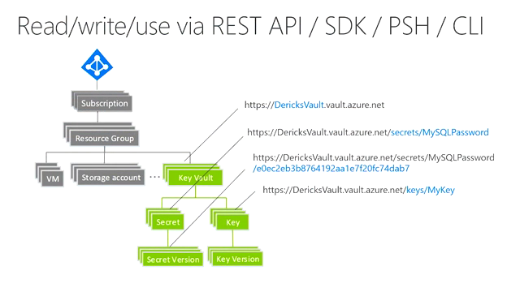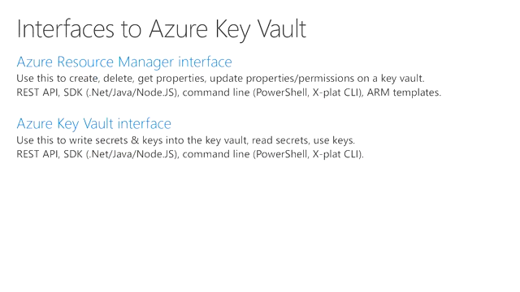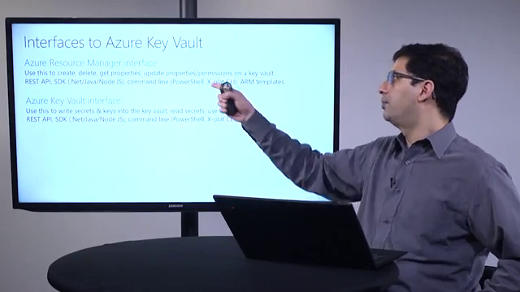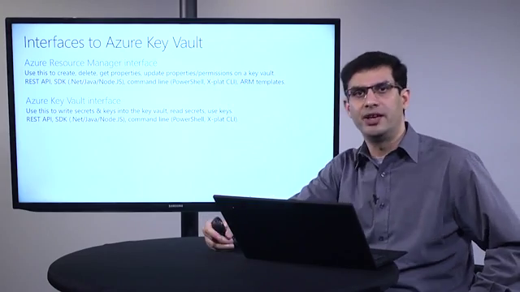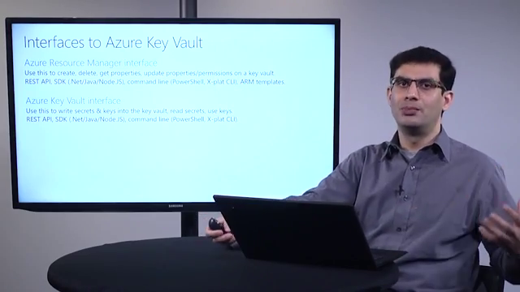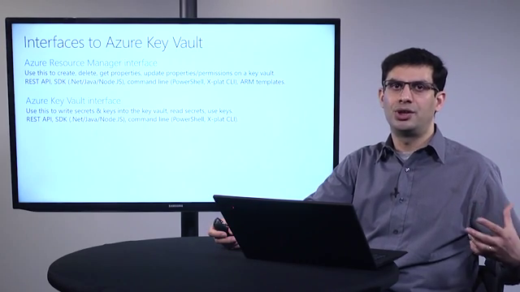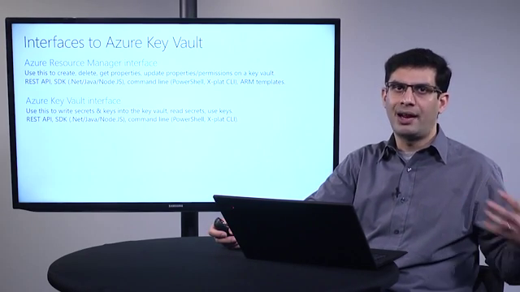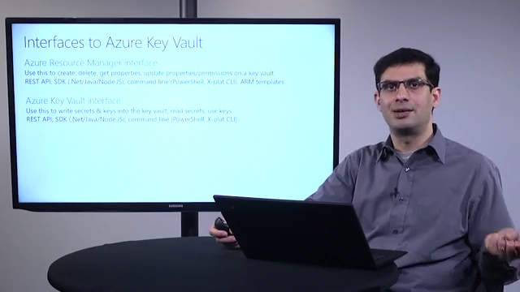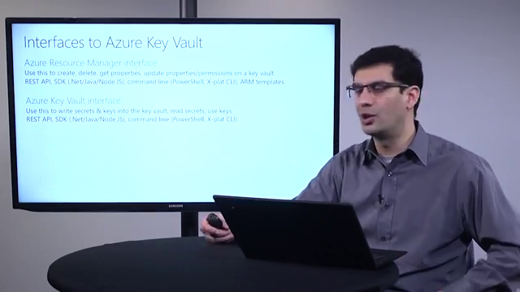Keys are the same way. In this particular case, the key is named MyKey, and the full URI for that is the Vault URI, followed by the hard-coded word keys, followed by the name of the key, and keys have versions as well. So when you want to create, delete, or get properties of a Key Vault, you use the ARM interface. Even setting permissions on the Key Vault happens through the ARM interface. ARM has its own permissions model called Azure RBAC. People who have write RBAC permissions can set permissions for the rest of the operations on the Key Vault.